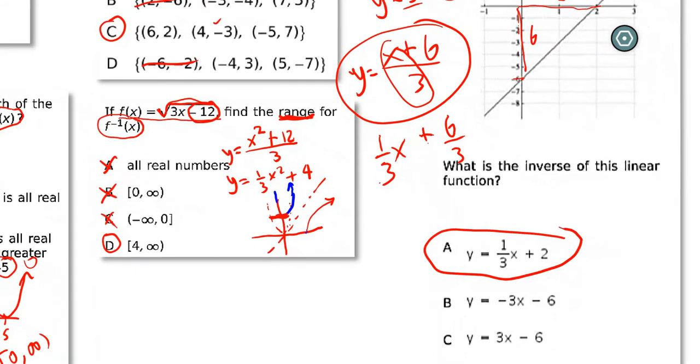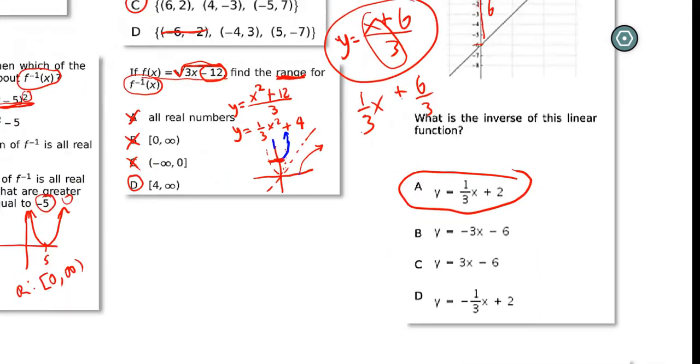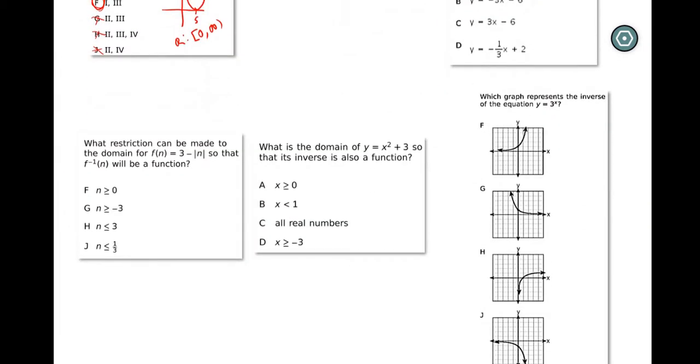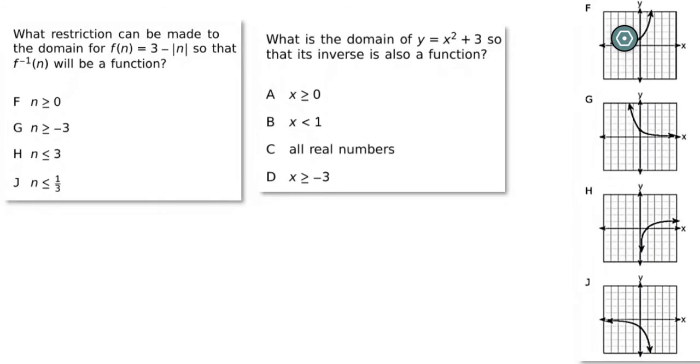The next one that is given to us, that we did in class, was this one. So we are looking for restrictions. A restriction that can be made so that the domain of this function here, so that f inverse of n will be a function.